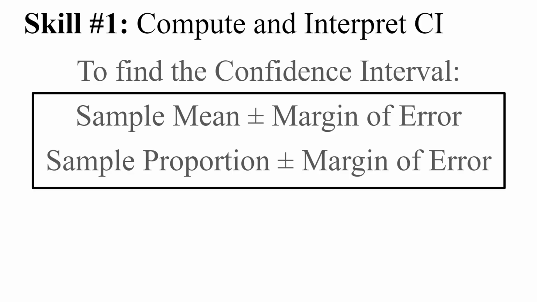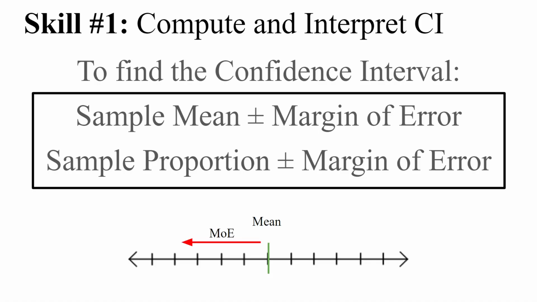So I'm going to try to help illustrate that with this picture. So let's say we have a sample mean. It's in the middle right there. And the margin of error is, let's say, 4 units. So we subtract 4 units to get the lower bound, and we add 4 units to get the upper bound. And everything in between those 2 blue fences is our confidence interval.